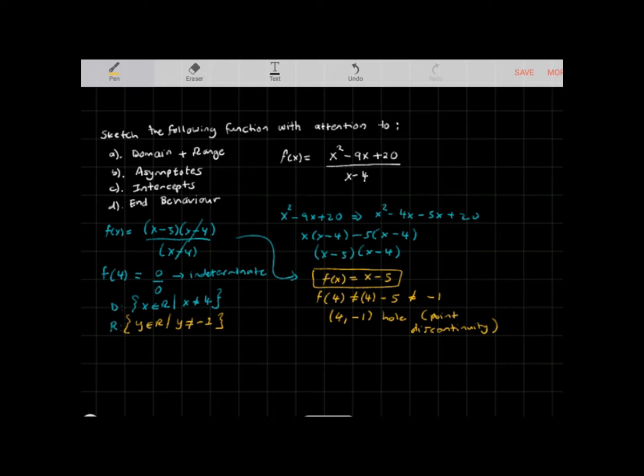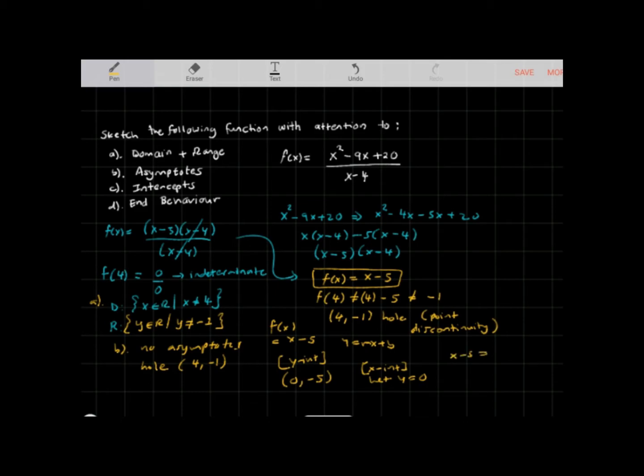Having said this, for part B, since this was part A, there are no asymptotes. There is a point discontinuity. There is a hole that exists at (4, -1). So now it becomes really straightforward because we have a linear function. Just by looking at your function, f of x equals x minus 5, you can notice that the y-intercept, because this is slope-intercept form, y equals mx plus b, is (0, -5). The x-intercept, on the other hand, we just let y equal 0, and we get x minus 5 equals 0, x equals 5. So the x-intercept is (5, 0).